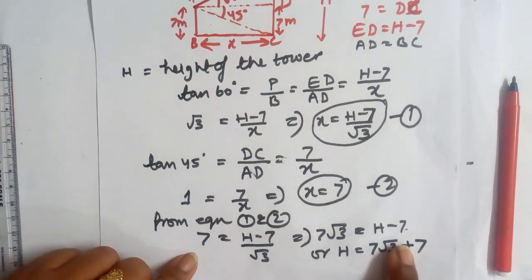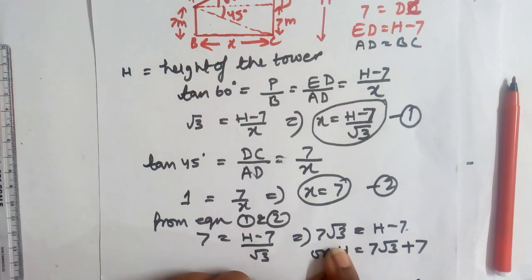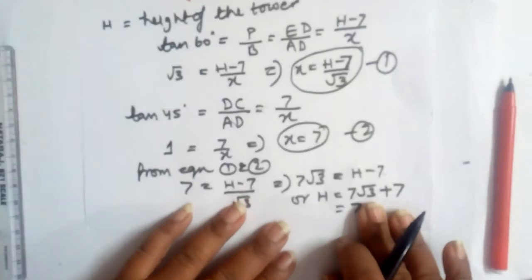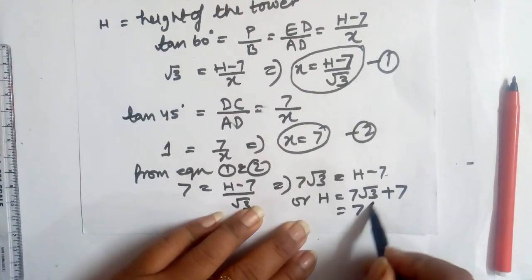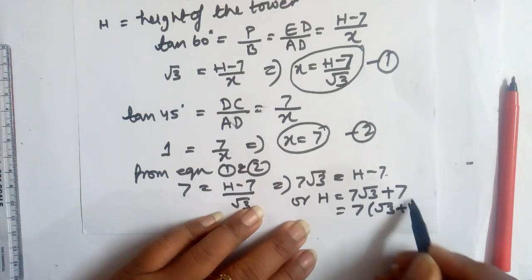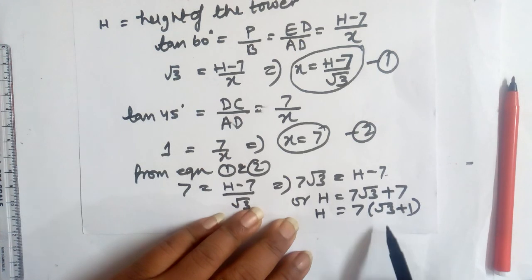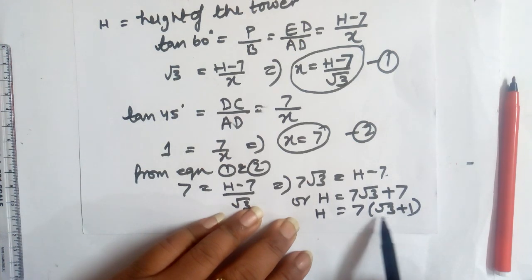7 will go to the other side. So I have written height on this side, and 7 root 3 on this side. So when we take the 7 common, it will become root 3 plus 1. So we have got the height of the cable tower, that is 7 in bracket root 3 plus 1.